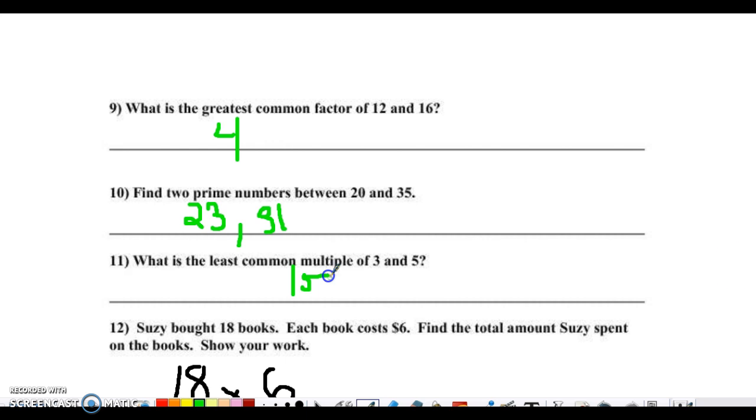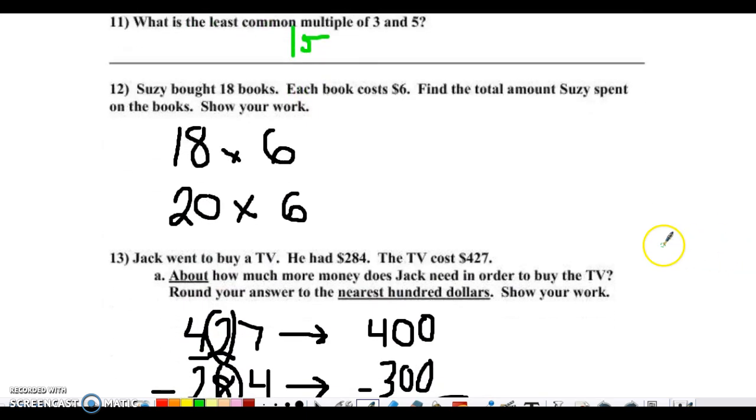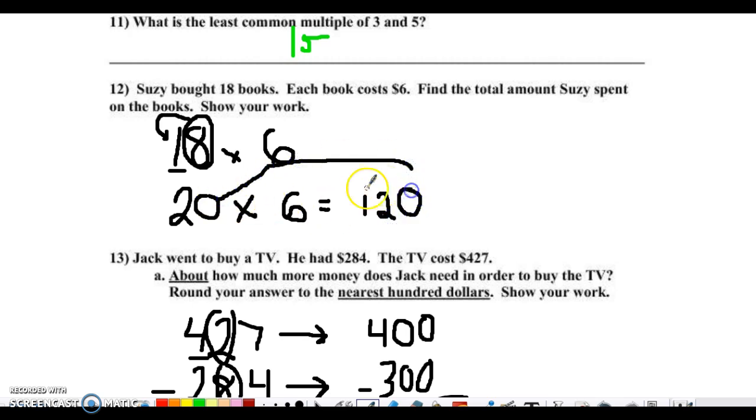The bottom 2 questions aren't really estimation questions, but you should certainly try and estimate to check for reasonableness. In this case, Susie bought 18 books. They cost $6. If you want to find the total, multiply 18 times 6. If you're looking for a quick answer, round 18 to 20 by using the rounding rules. Underline the 1, circle the 8, 5 above, give this 1 a shove to a 2. Anything circled into the right becomes a 0. Then do 20 times 6. Well, I know that 6 times 2 is 12, and then I can just transfer my 0 into the answer. So she spent about $120.